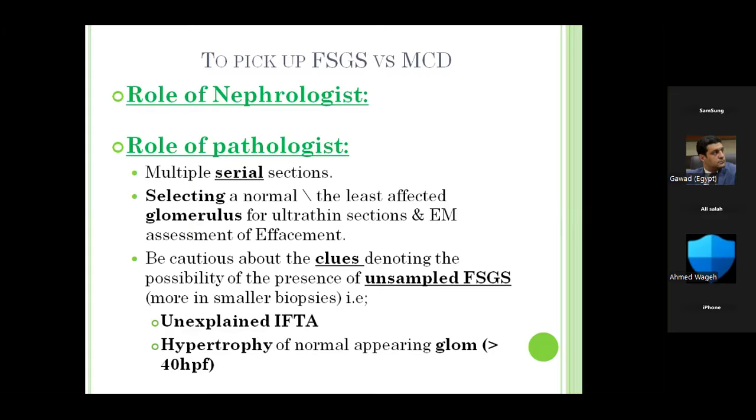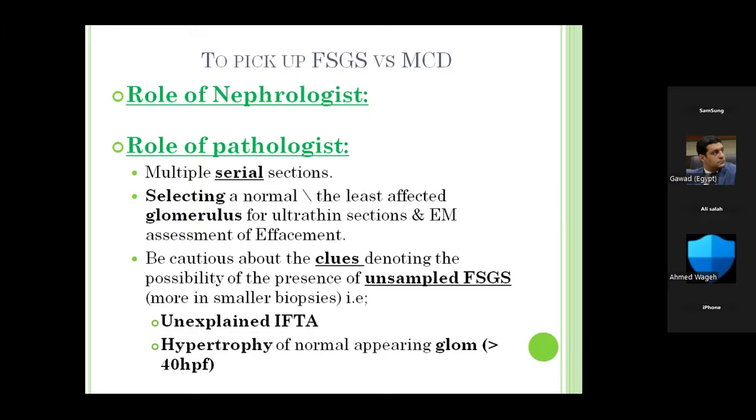And we should be cautious about the clues that denote that there is a possibility of an unsampled focal segmental glomerulosclerosis in any biopsy, especially in smaller biopsies. These clues include what? Unexplained IFTA, or unexplained interstitial fibrosis and tubular atrophy, where all glomeruli are normal in the received biopsy, but there's interstitial fibrosis and tubular atrophy.